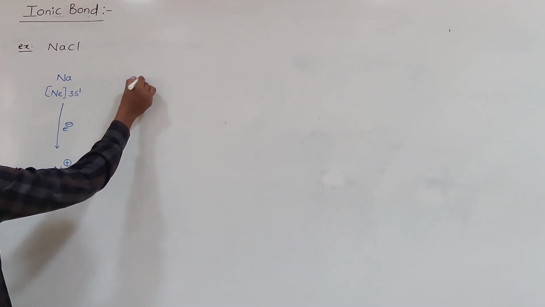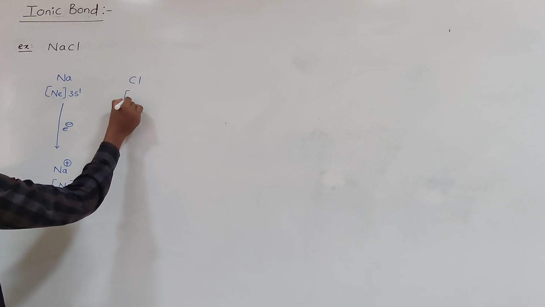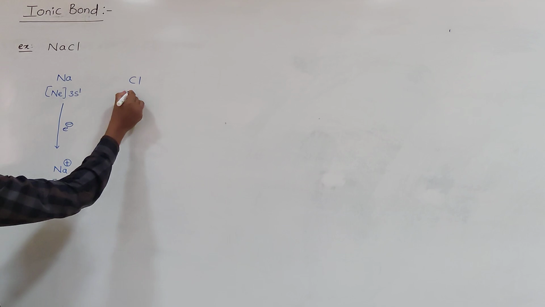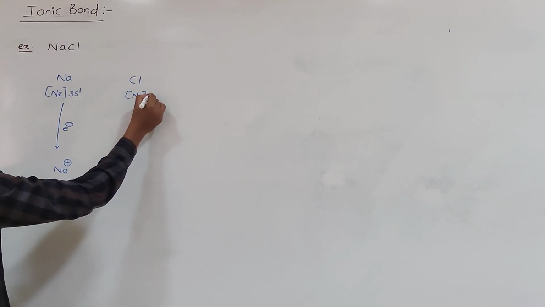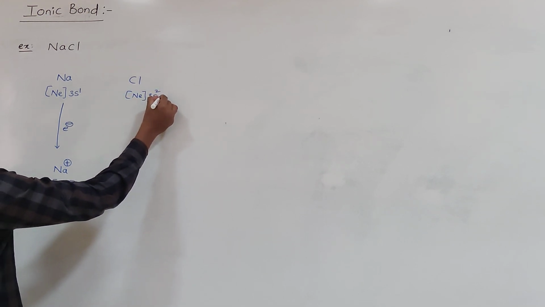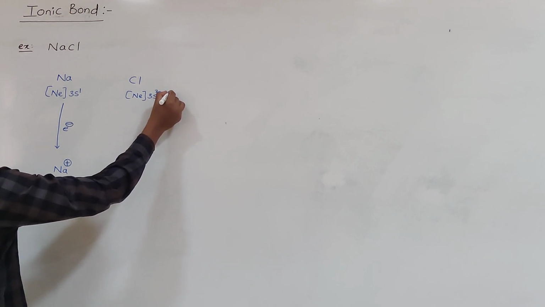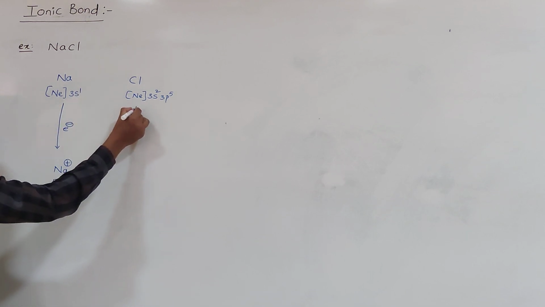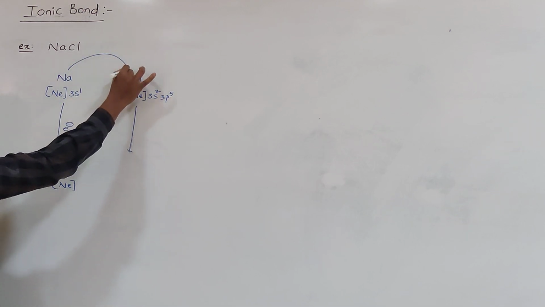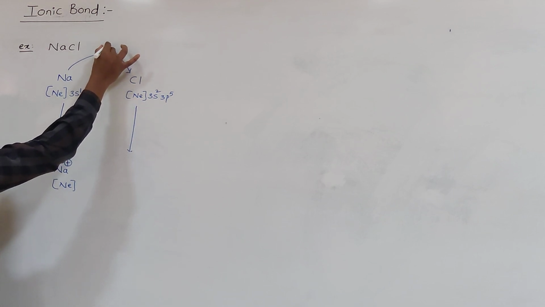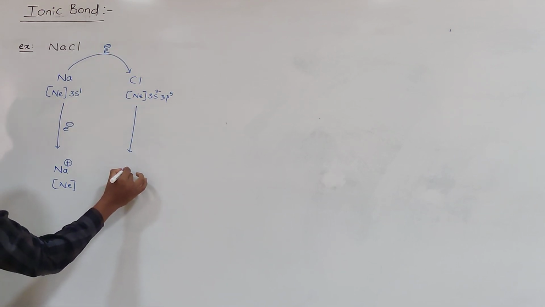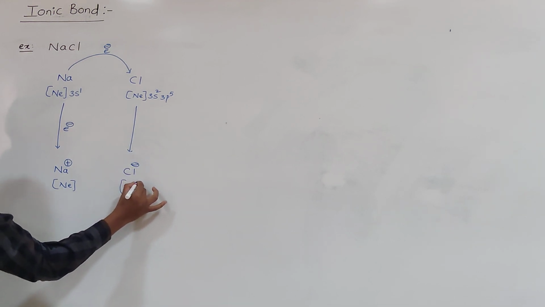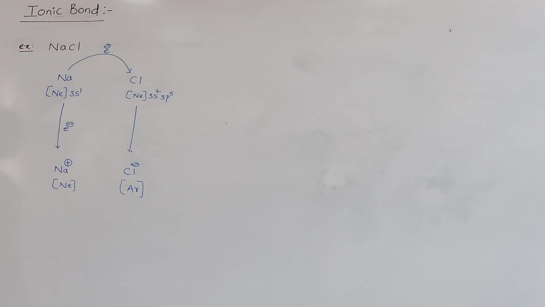Similarly, the chlorine configuration is neon 3s2 3p5. Whenever the electron is transferred from sodium to chlorine, chlorine is converted into Cl- ion and it gets the configuration of argon.